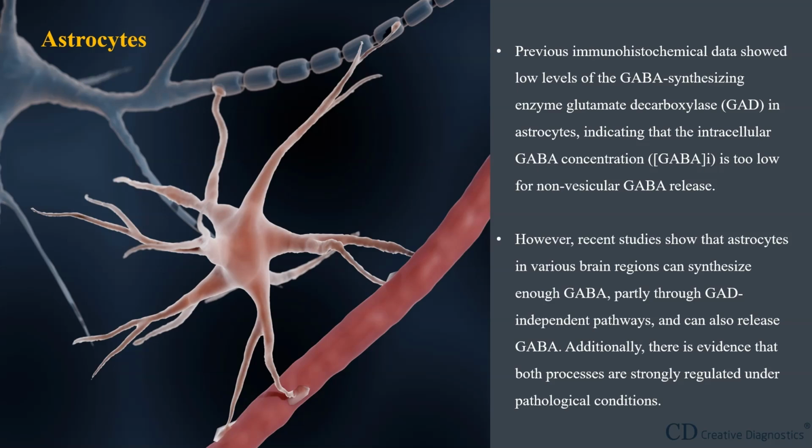Previous immunohistochemical data showed low levels of the GABA-synthesizing enzyme glutamate decarboxylase, GAD, in astrocytes, indicating that the intracellular GABA concentration is too low for nonvesicular GABA release. However, recent studies show that astrocytes in various brain regions can synthesize enough GABA, partly through GAD-independent pathways, and can also release GABA. Additionally, there is evidence that both processes are strongly regulated under pathological conditions.